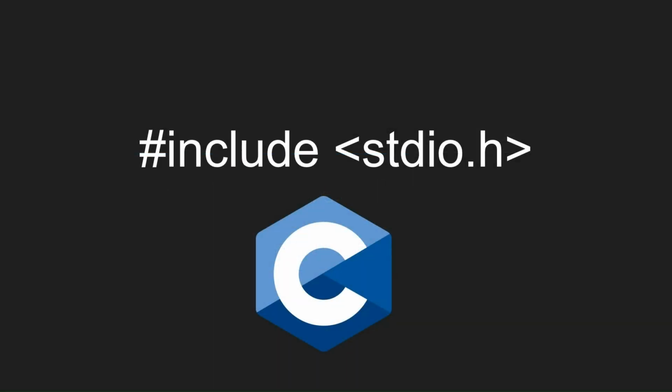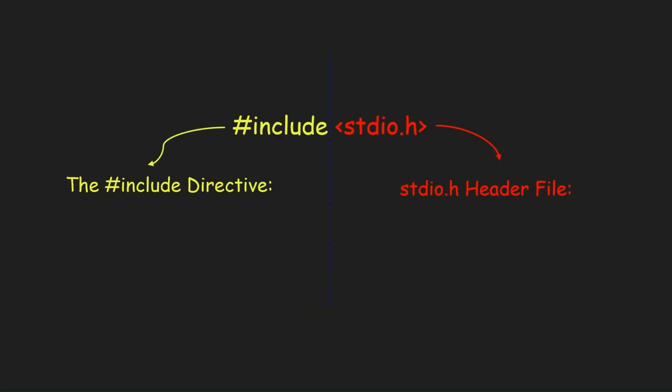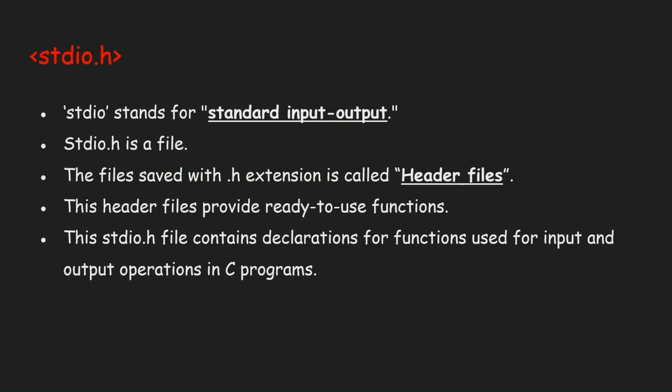Hash include stdio.h. Let us split this line into two words. One is hash include directive in the left side and stdio.h header file in the right side. Let us see stdio.h in detail.